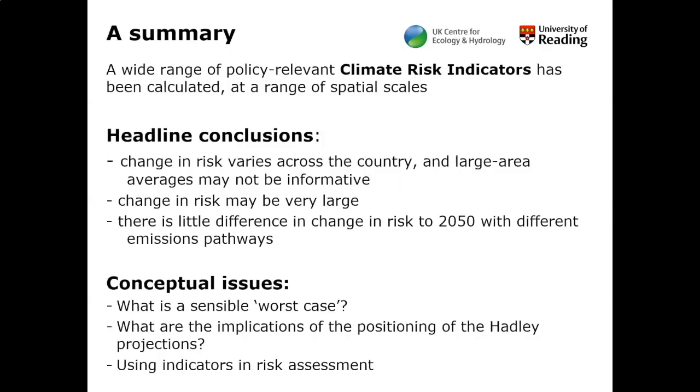Okay, so that's a rather rapid canter through the project. Hopefully I've given a flavour of the sorts of indicators that we've constructed. Just to remind us of the three headline conclusions. The change in risk varies across the country, so large area averages may hide lots of useful information. The change in risk may be extremely large for some indicators. There's not much difference in risk to 2050 across different emissions pathways. That might be relevant when we're constructing different visions of what the future might be like.